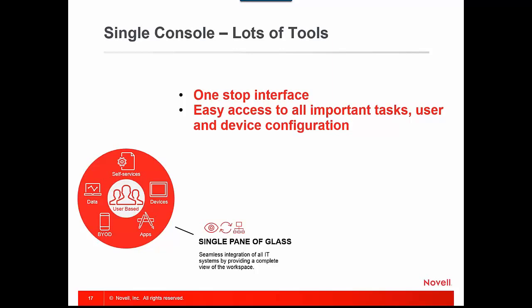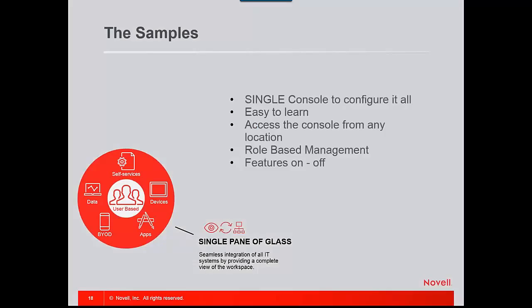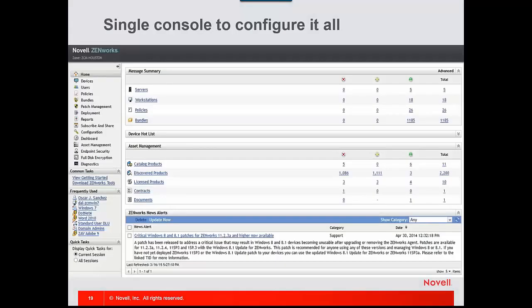It leverages common skills across all the disciplines of management. Once you learn one feature, you're comfortable with that, and basically you're good to go for all the rest of the features as you configure those as well. All right, so that was the single pane of glass. Let's go to some examples that leverage that single pane of glass, such as the single console to configure them all, how easy it is to learn, accessing the console from any location, role-based administration, which is very important as well, and enabling and disabling features on and off, and how easy it is. So let's jump into that.